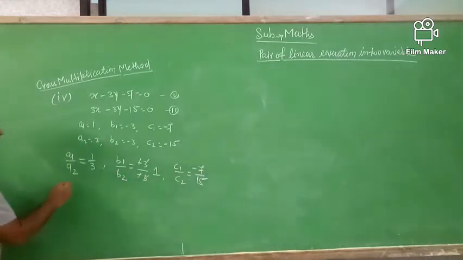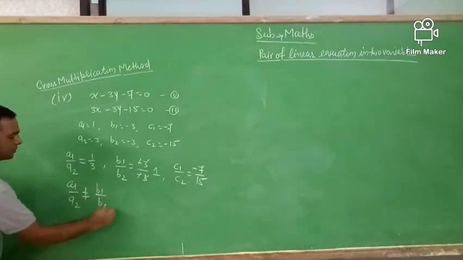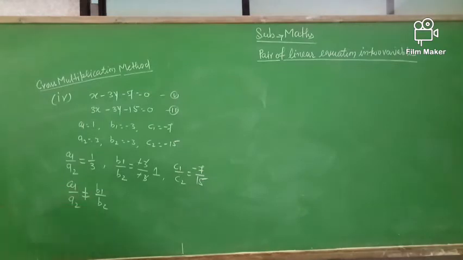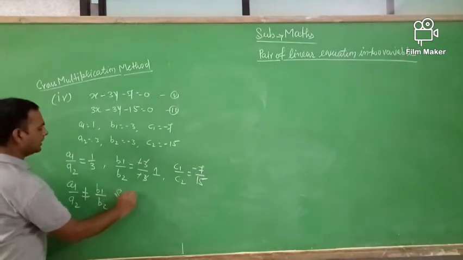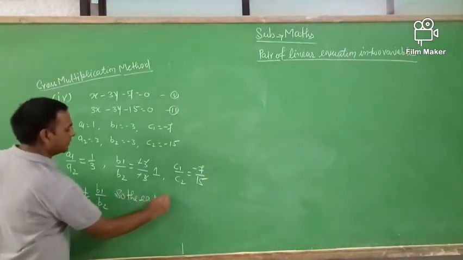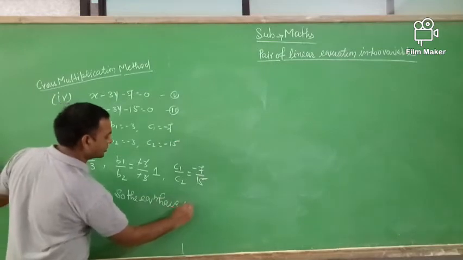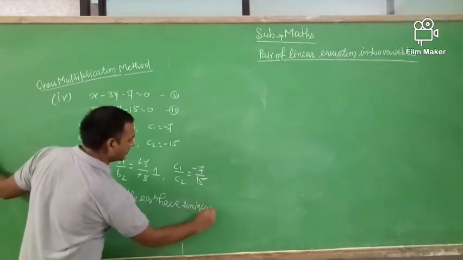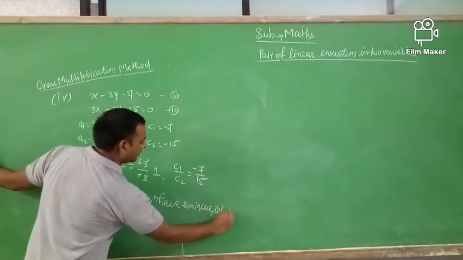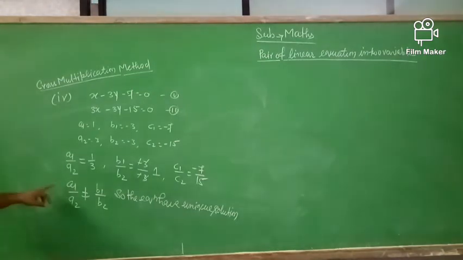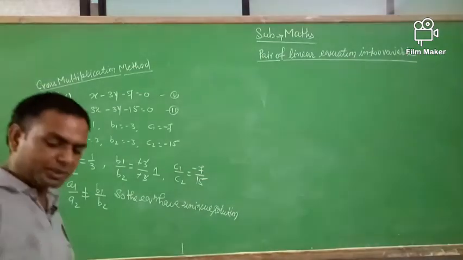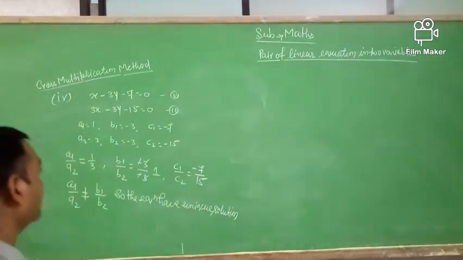Here you see that A1 by A2 does not equal B1 by B2. If A1 by A2 does not equal B1 by B2, the equation has a unique solution. So the equation has a unique solution. I think all of you understand that the equation has a unique solution because A1 by A2 does not equal B1 by B2. So here you apply the cross multiplication method for the solution of this question.